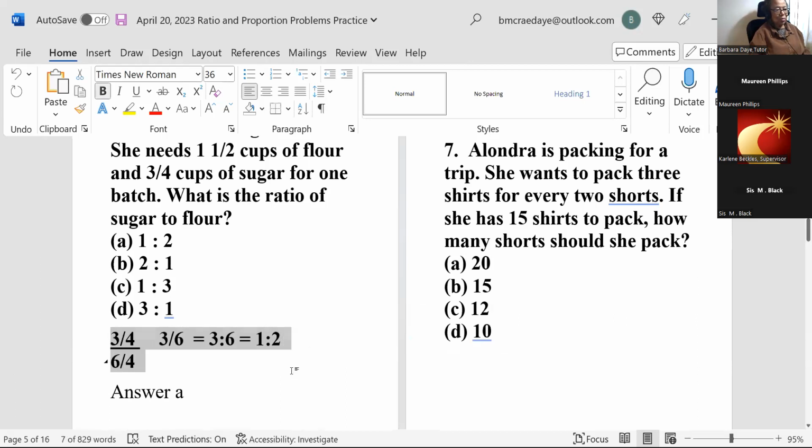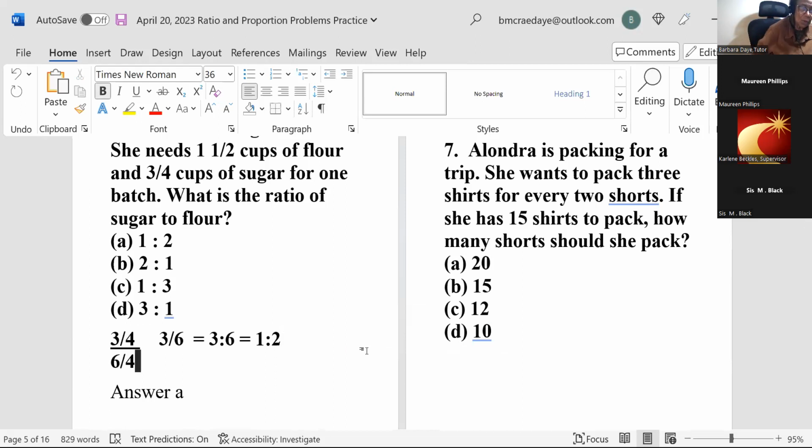Let me show you how you get the 1 to 2. That's 3 to 6. Divide both by 3: 3 by 3 gets 1, and the 6 by 3 is 2. I just simplify it, just like simplifying a fraction, right? 3 over 6 is 1/2. What's half of 6? 3, right? So that's 1/2, 1 to 2, correct? Mercedes, you follow what I'm saying?